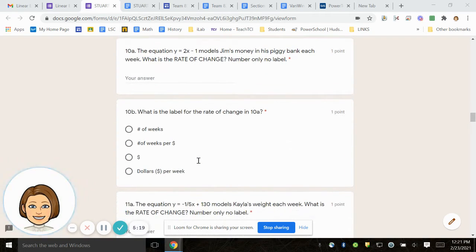Number 10a, this equation, y equals 2x minus 1, models Jimmy's money in his piggy bank each week. What is the rate of change? Write the number only without a label. 10b, what is the label for rate of change in 10a? Number of weeks per money, or dollars per week?